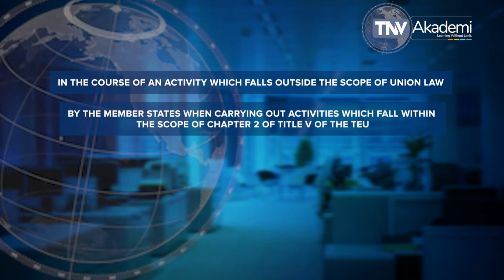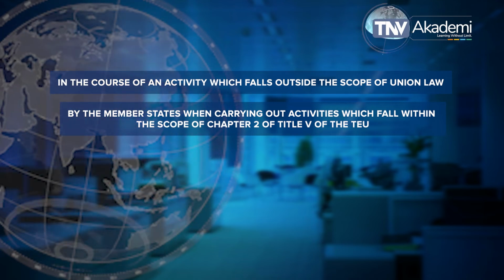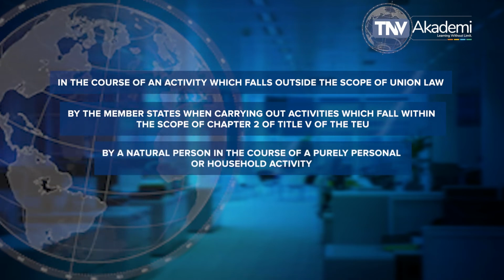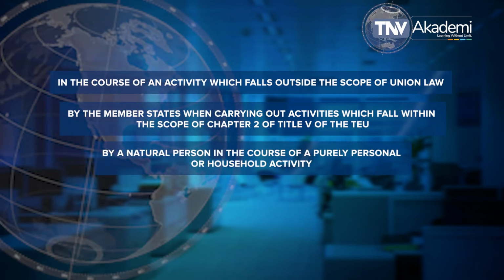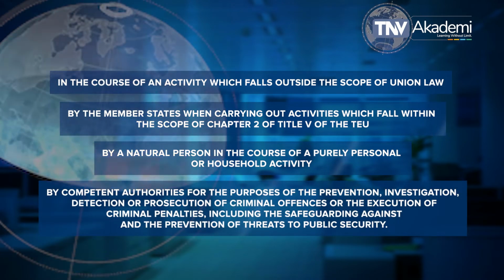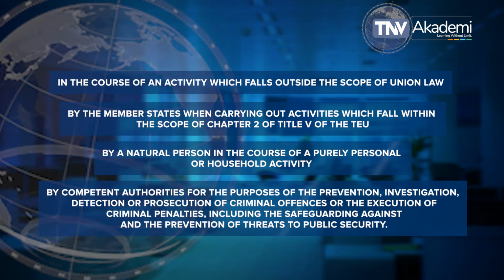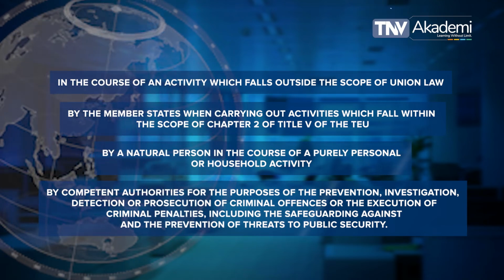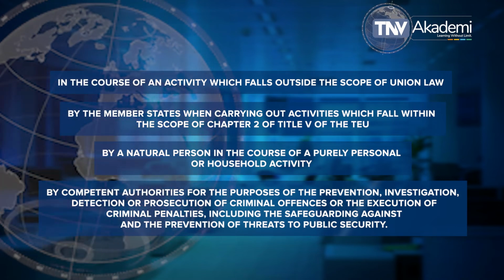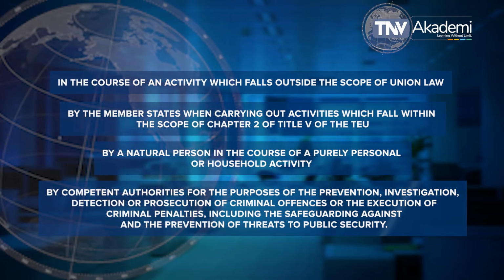Point 2. By the member states when carrying out activities which fall within the scope of Chapter 2 of Title V of the TEU. Point 3. By a natural person in the course of a purely personal or household activity. Point 4. By competent authorities for the purposes of prevention, investigation, detection, or prosecution of criminal offences or the execution of criminal penalties, including the safeguarding against and the prevention of threats to public security.